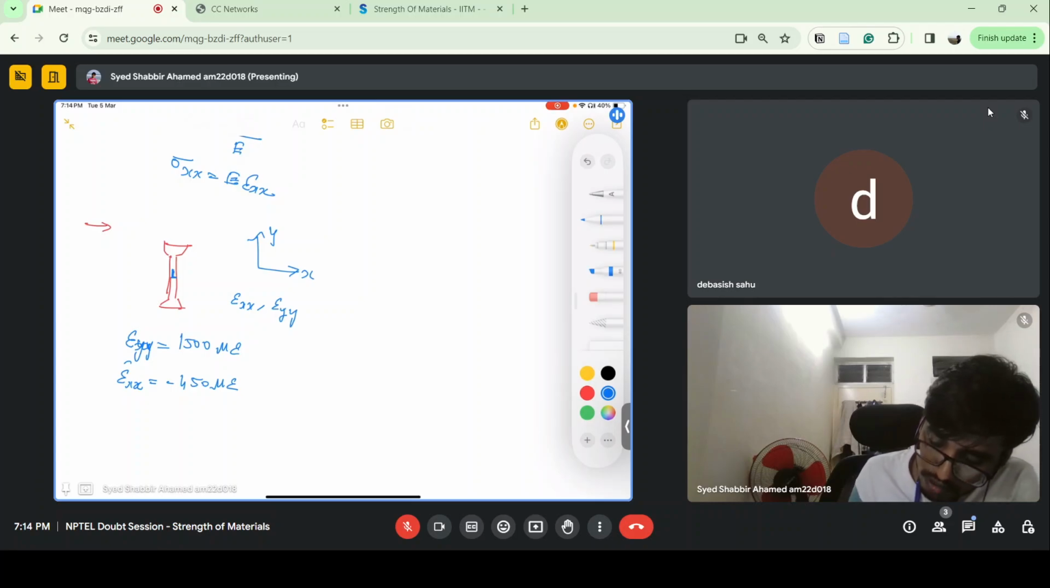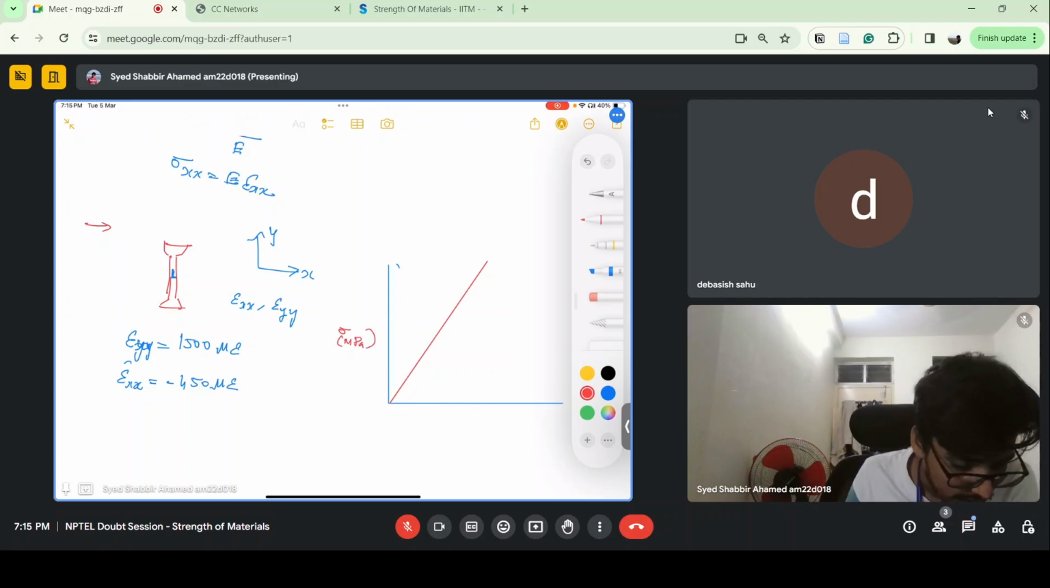And they have also given this graph, the stress strain curve, with stress given in MPa and strain given in microstrain. One point on this is given as 500 microstrain, and this is 1.105 megapascal.